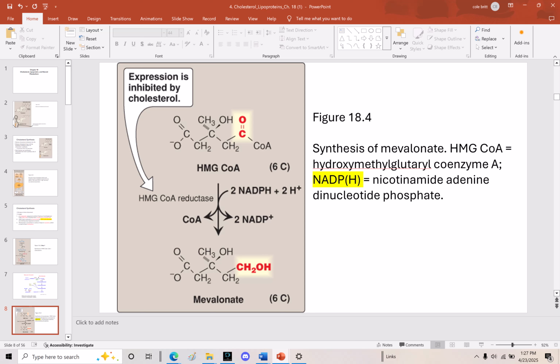But I will say NADPH is often used in the synthesis of a lot of things. So we need NADPH to synthesize fatty acids as well. Other lipids we use NADPH that we don't talk about the synthesis of. Cholesterol we need NADPH. So for some reason when we synthesize the lipids, we usually use NADPH, not NADH.